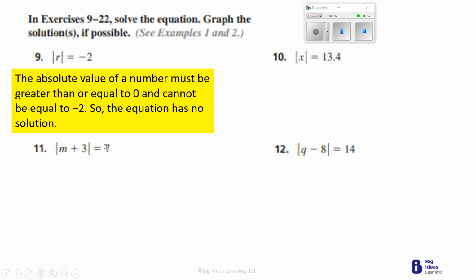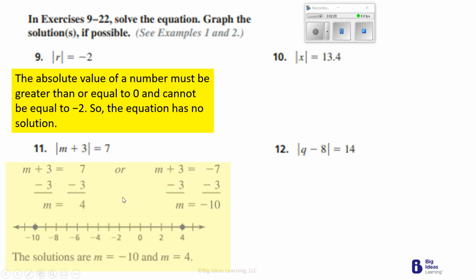Okay, now over here we've got the absolute value of m plus 3, and it says equals 7. Well, if we go ahead and solve this, we're going to have m plus 3 equals 7, and we would subtract 3 from both sides, leaving m equals 4. But we could also have m plus 3 equals -7, and that would give us subtracting 3 on both sides, leaving us with -10. So the solutions are m is -10 and m is 4.